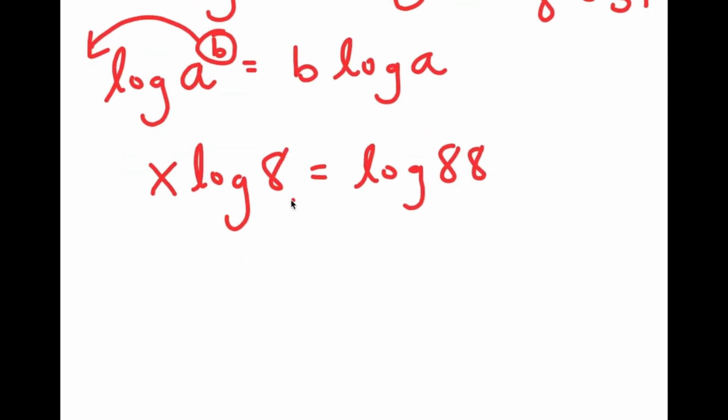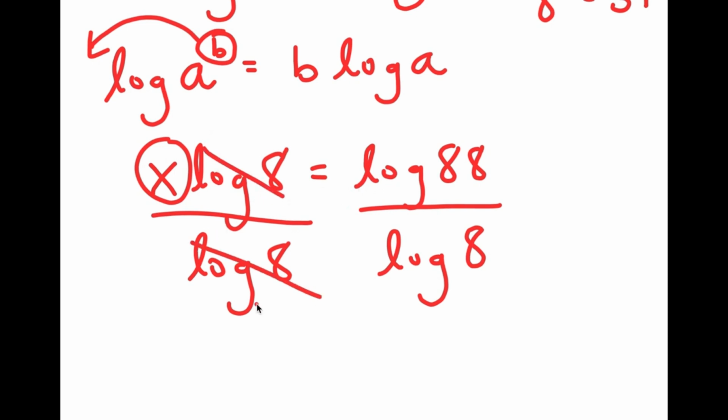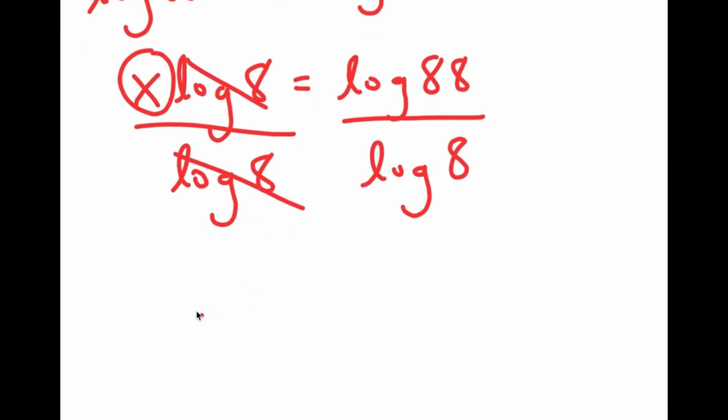And now it's much simpler to solve for it. So now I have x times log 8 is equal to log 88, and I want to isolate x because that's what I'm solving for, so I'm going to get rid of this log 8 by dividing both sides by log 8. So now these two cancel out, and I get x is equal to log 88 over log 8.